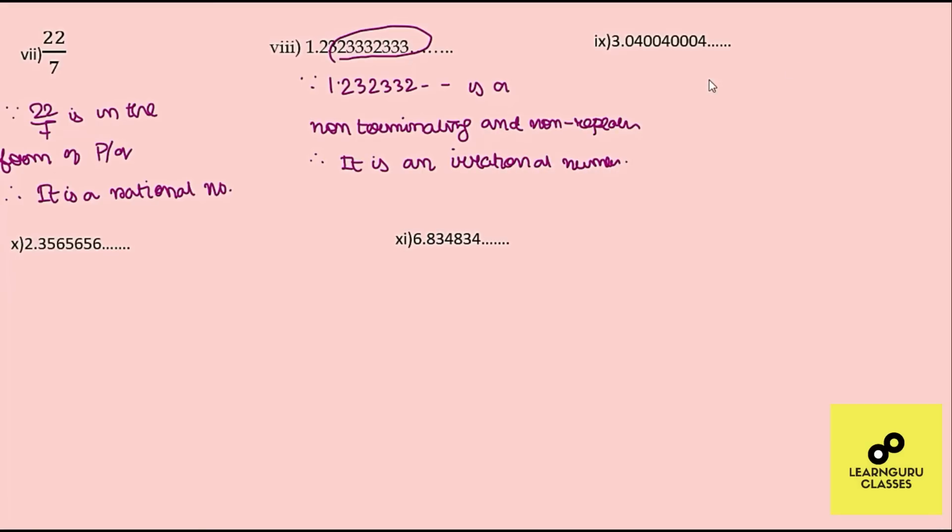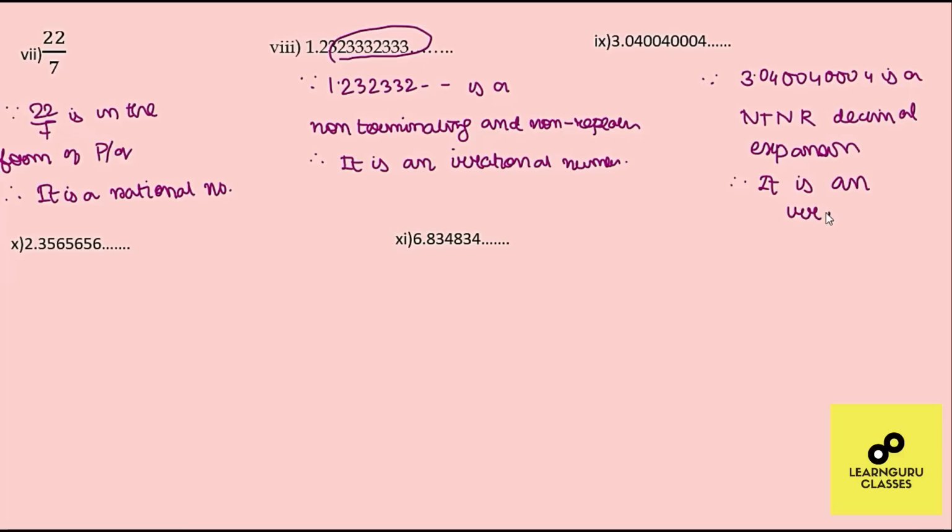Okay, the ninth question is 3.040040004. Again same thing, since 3.040040004 is a, I'm not writing the full form, non-terminating and non-repeating decimal expansion. Therefore, it is an irrational number.